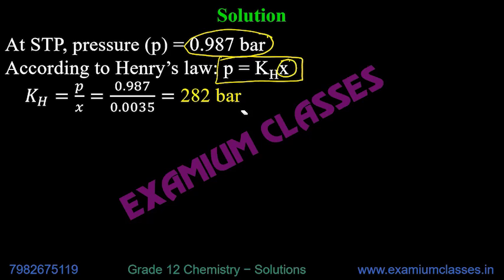So here you know that at STP, the pressure is 1 atm, or in bar, if you convert 1 atm to bar, it is 0.987 bar. Substitute the values. KH equals P by x. You get 282 bar. That is the answer.